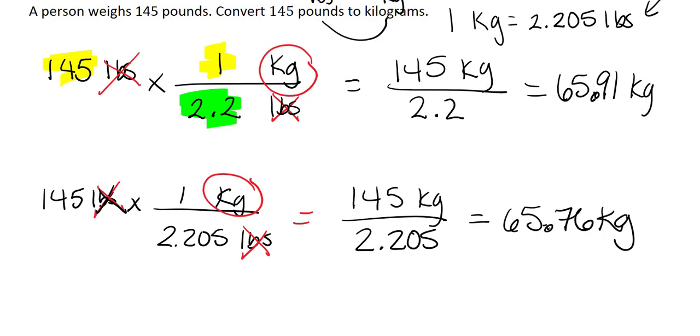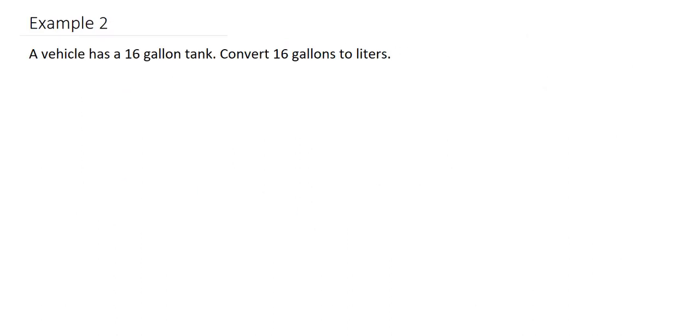Kilograms. So you can see that these two answers are very similar as they're both 65. One is 0.76 and one is 0.91. The second answer is a little more accurate because we used the nearest thousandth for that conversion. Example 2. A vehicle has a 16-gallon tank. Convert 16 gallons to liters.